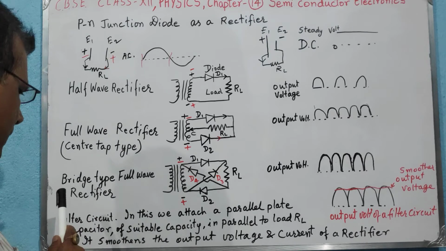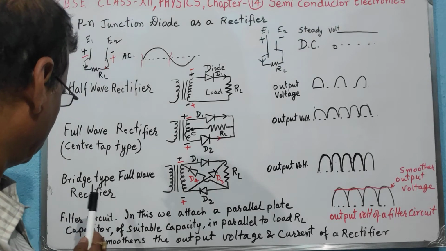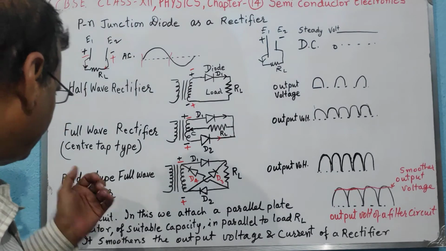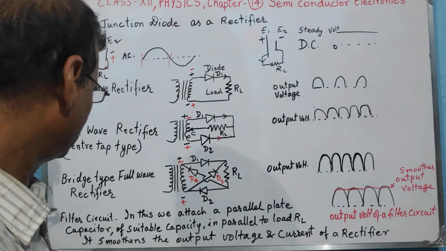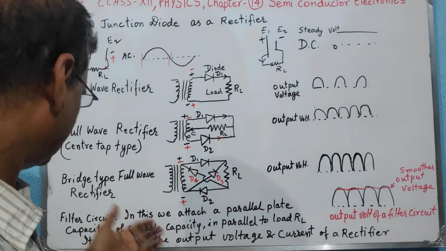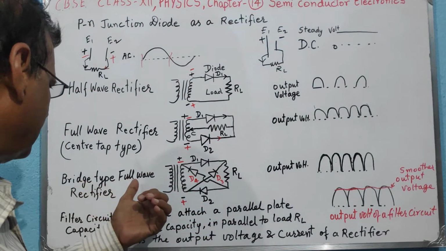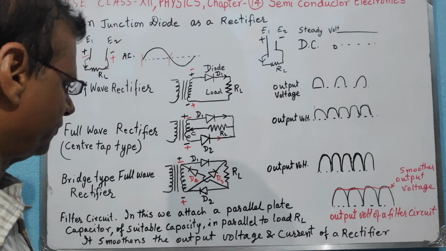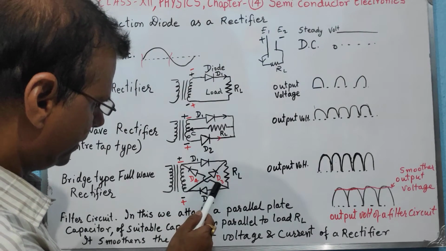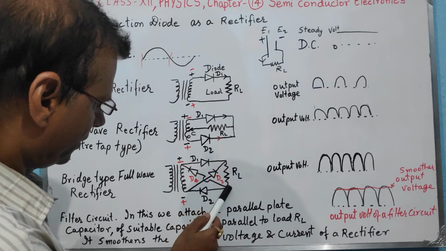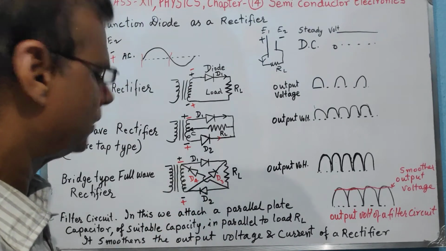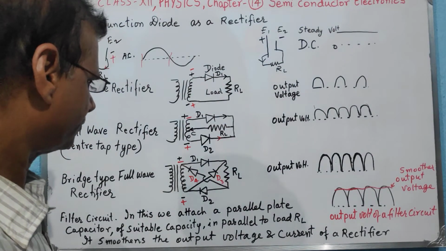Now we have a better type of full wave rectifier which is usually used to avoid the wastage of energy. This is called the bridge type full wave rectifier. Why do we call it bridge type? Because it has a bridge, where two diagonals are connected through the diodes.